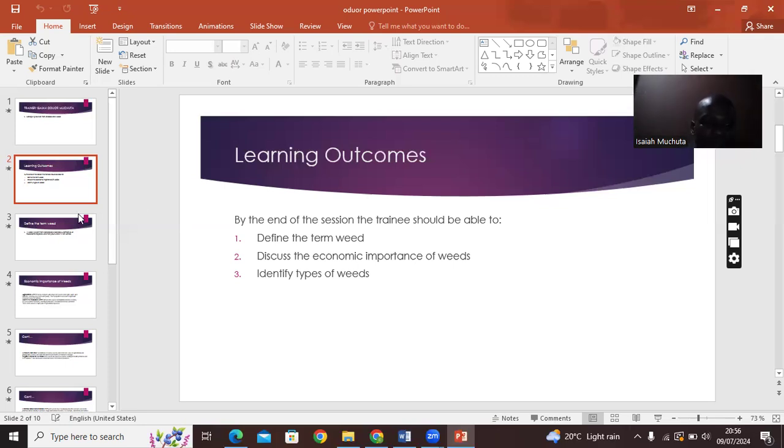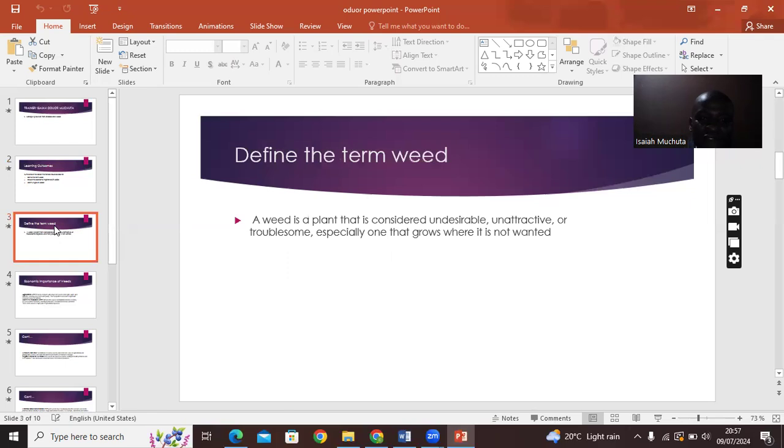Now, all the definitions are correct, but here is my research for the definition of weed. A weed is a plant that is considered undesirable, unattractive, or troublesome, especially one that grows where it is not wanted. So that is the definition of weed. Any plant that is unattractive, undesirable, troublesome. It means that its economic disadvantage outweighs its value as a plant that is needed. That is what we call a weed.